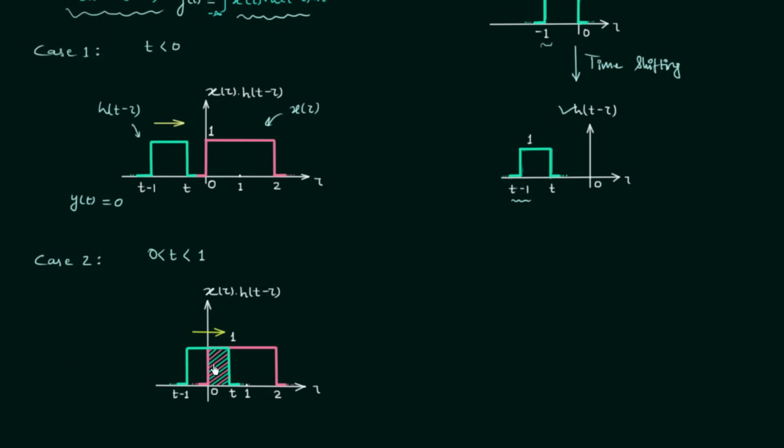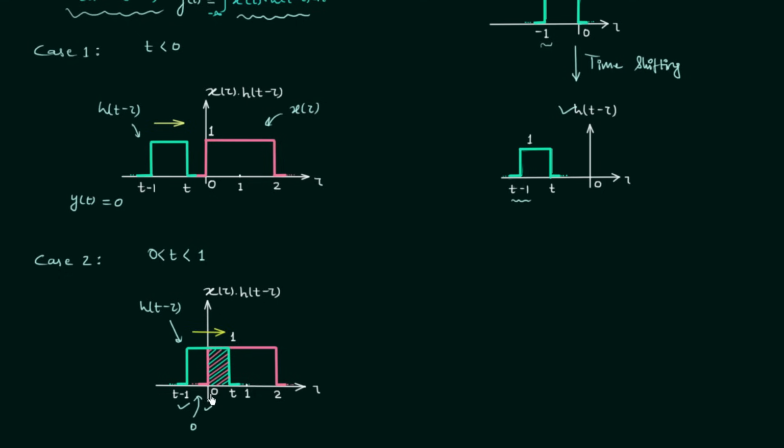So here you can see there is overlapping between x(tau) and h(t minus tau), and as we are multiplying them, we will have some non-zero value between this interval. From minus infinity to 0, you can see the two signals are not overlapping. h(t minus tau), the green waveform, is non-zero from t minus 1 to t, but x(tau) is equal to 0. So the multiplication in this interval is equal to 0.